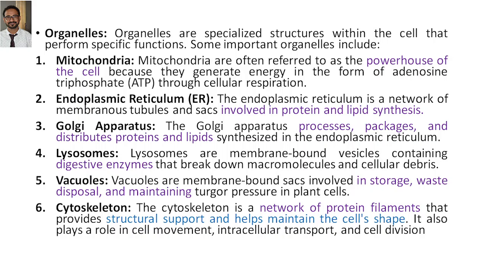So the first one is mitochondria. We know it is the powerhouse of the cell. That means it is the place where energy is generated, in the form of ATP, that is adenosine triphosphate, through cellular respiration. Cellular respiration means a lot of cycles undergo. We have the glycolysis cycle. All these pathways are there.